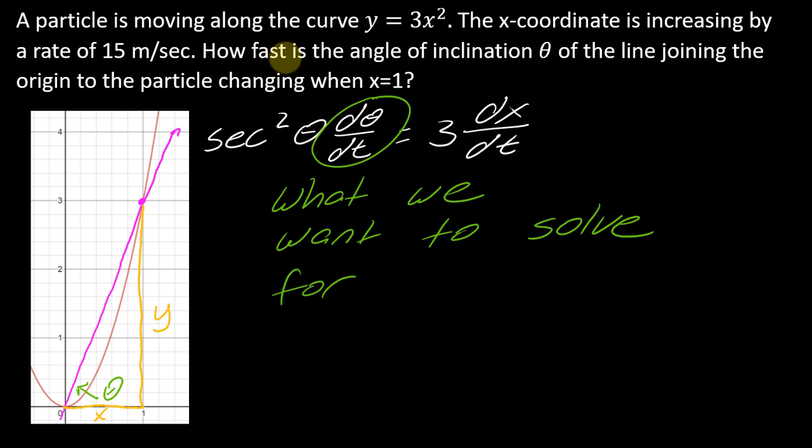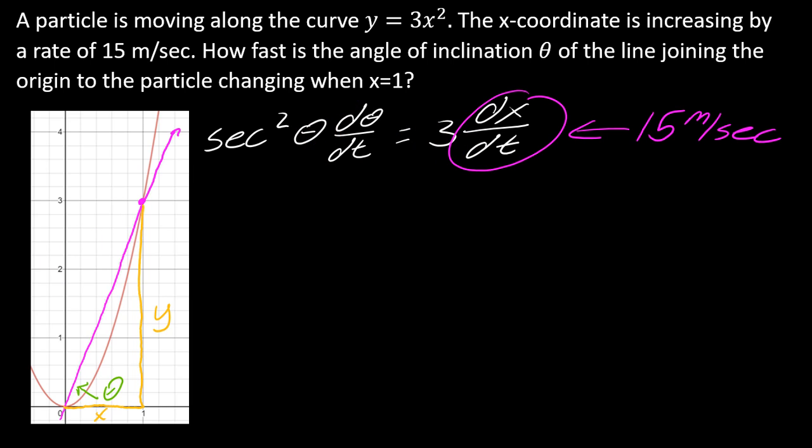So this fast implies a rate, and then the angle of inclination theta. So that's talking about the rate for this d theta dt. This is what we want to solve for. Which would hopefully mean that everything else in the problem we can just plug in, right? That's the ideal outcome. So here, dx dt, that's in the problem, this 15 meters a second, because the x-coordinate is increasing by this. Okay, cool, so that's 15 meters a second.